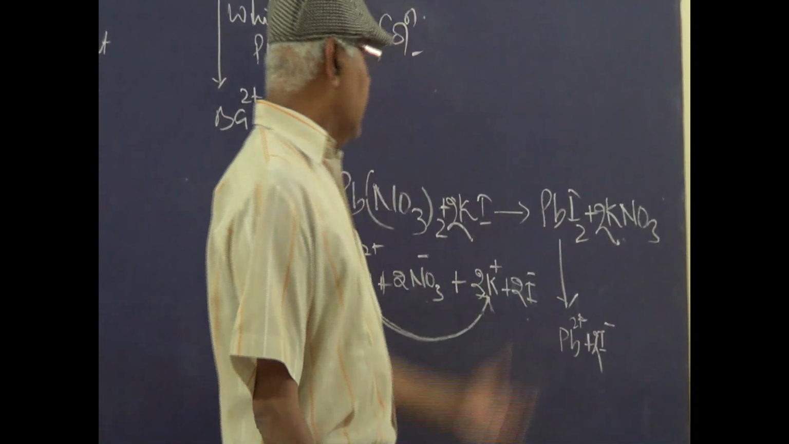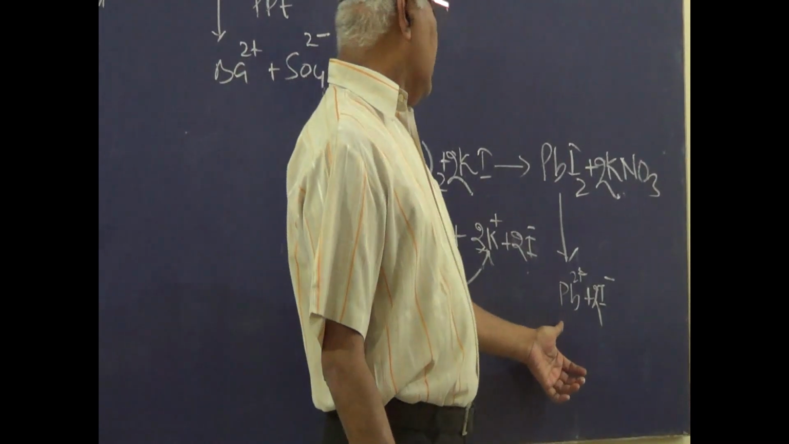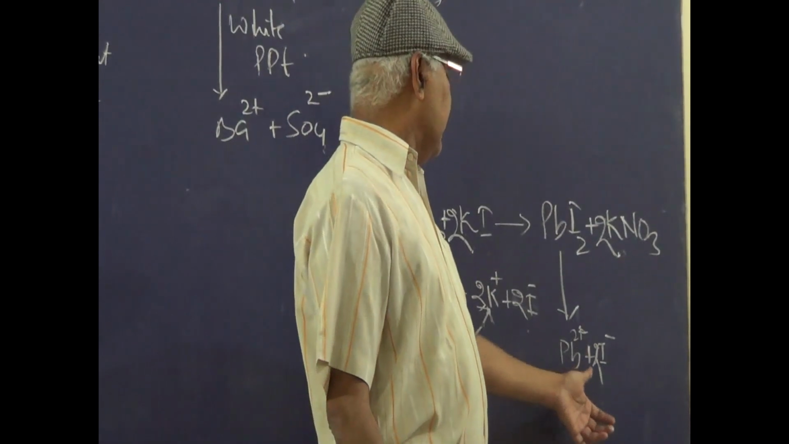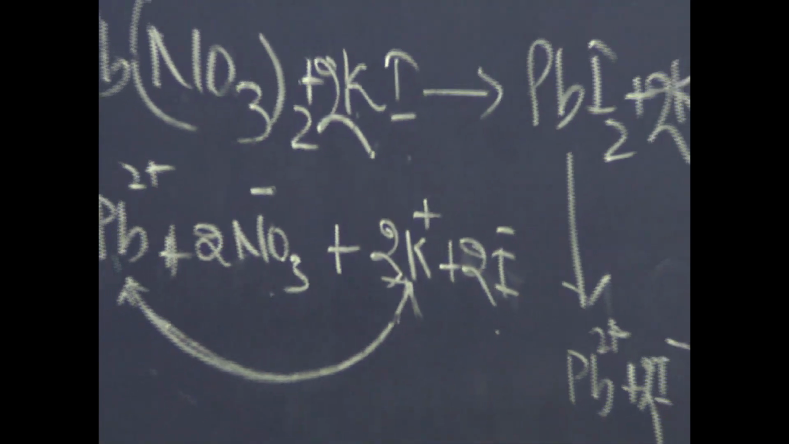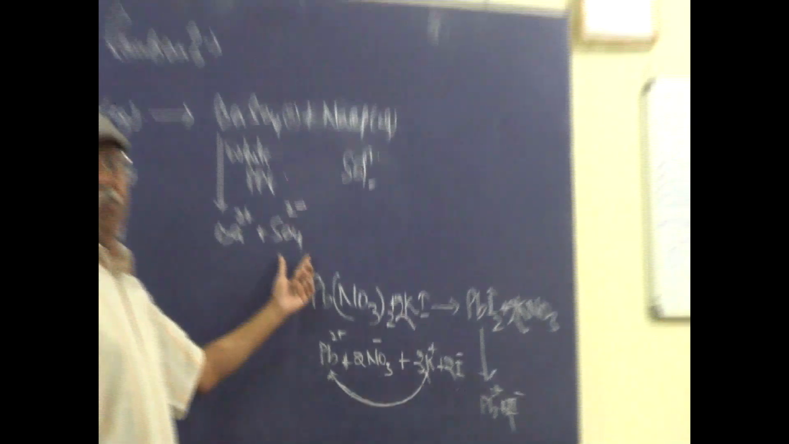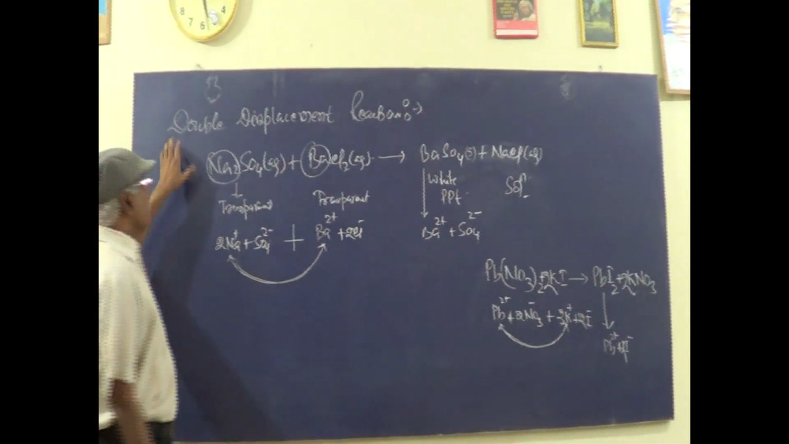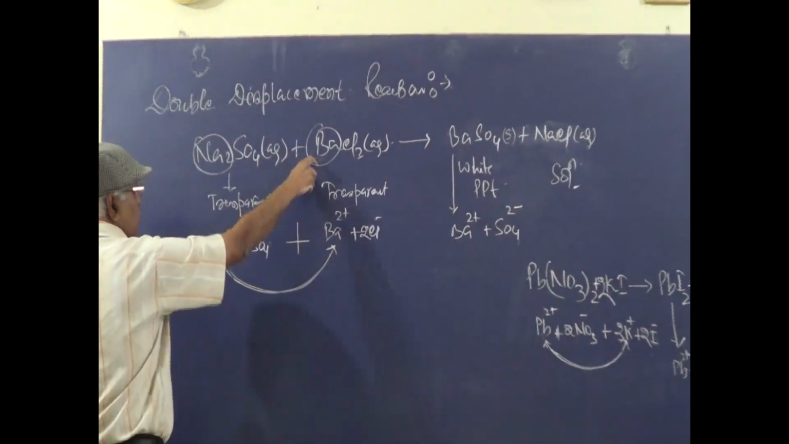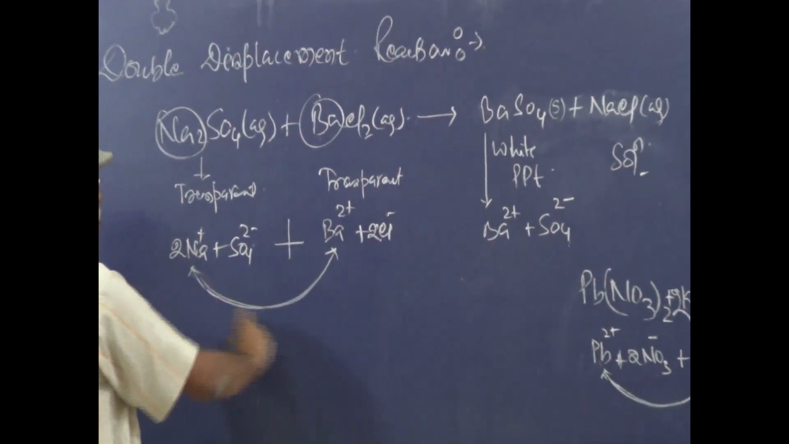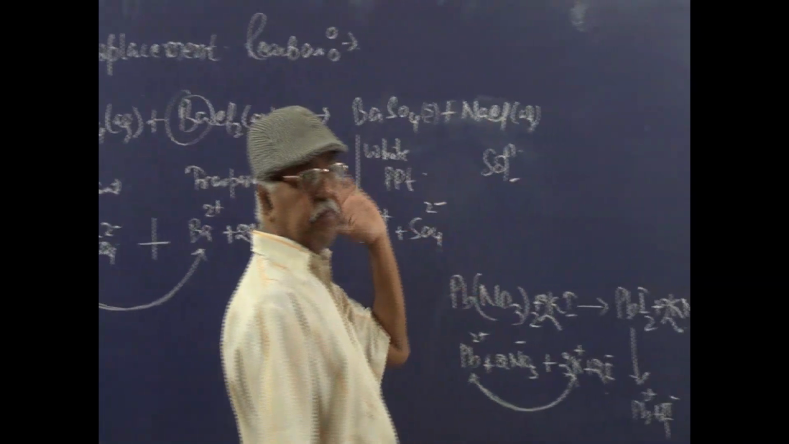This is simple. The lead iodide is formed by the combination of lead 2 plus and iodine minus. Similarly, here also barium sulfate is formed by Ba2 plus and SO4 minus. By seeing both the reactions, you can understand that there is a double displacement reaction. One displacement, that is the barium displacing sodium and sodium displacing barium. So you are getting the two sides.